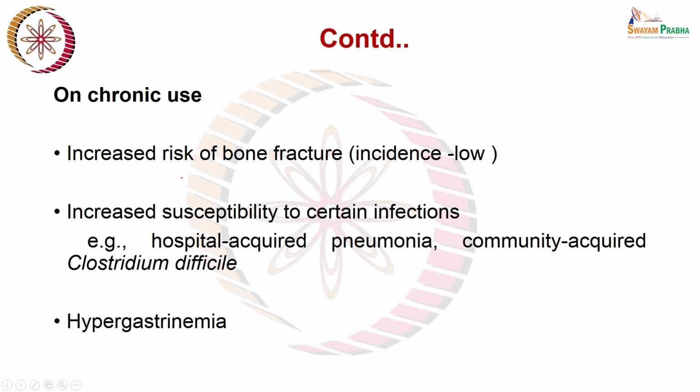The important thing which we must remember in today's scenario is that evidence is coming that prolonged use of H2 blockers and prolonged use of proton pump inhibitors has increased the incidence of bone fracture. This incidence of bone fracture is not that high, but it is a recent finding, and therefore this must also be kept in mind, particularly in elderly patients. And this increases susceptibility to certain infections, particularly hospital acquired infection, pneumonia, and this has also been associated with hypergastrinemia, because the acid is completely suppressed, and this can cause it.